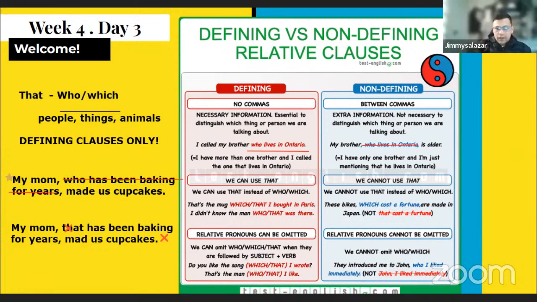Teacher, because the next word is immediately, we cannot omit. Yes. And no, exactly. We cannot omit the relative pronoun in a non-defining clause.